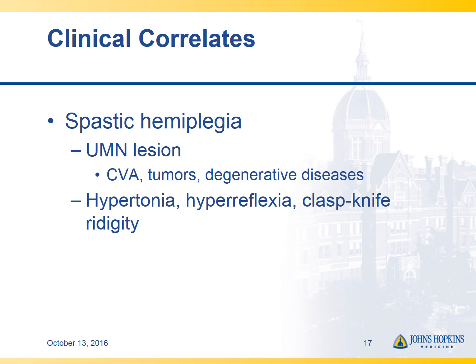Spastic hemiplegia results from an upper motor neuron lesion. This might be due to a stroke, a brain tumor, or some degenerative diseases. And because we're talking about an upper motor neuron lesion, then we would see increased tone, so hypertonia, hyperreflexia, and what's called clasp knife rigidity.